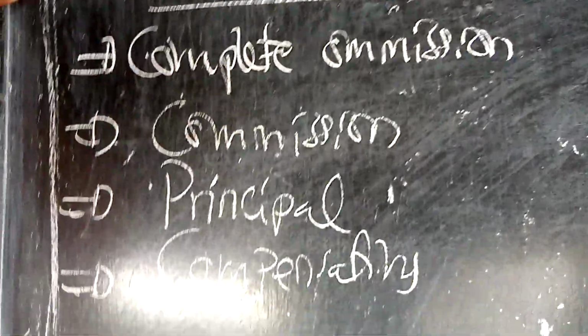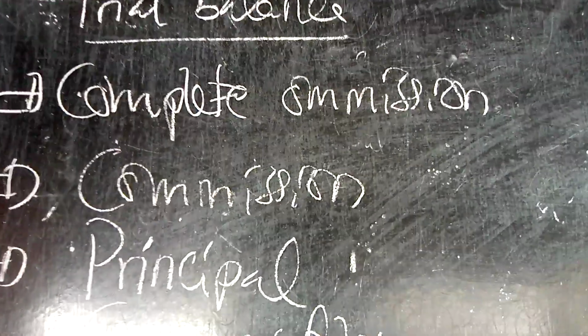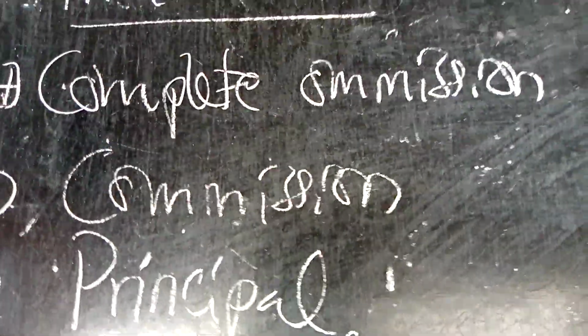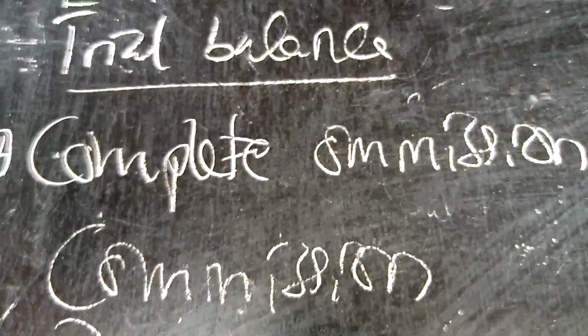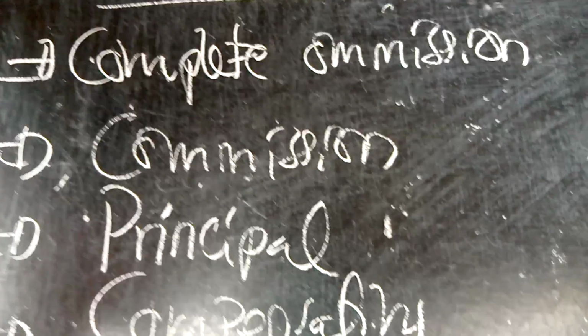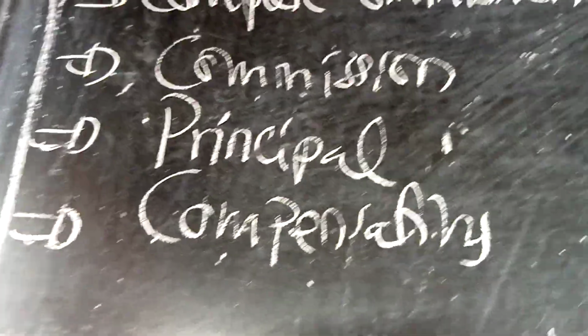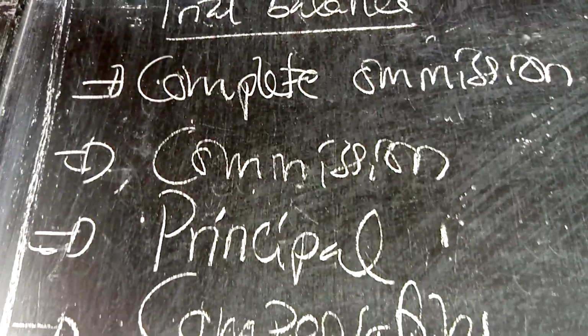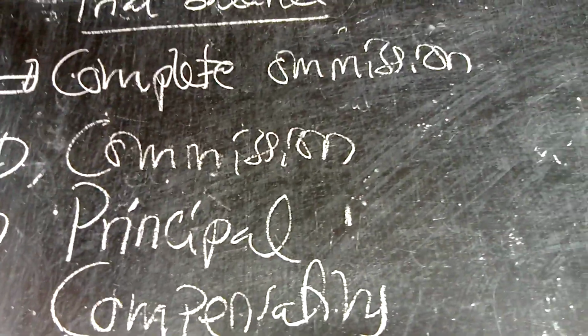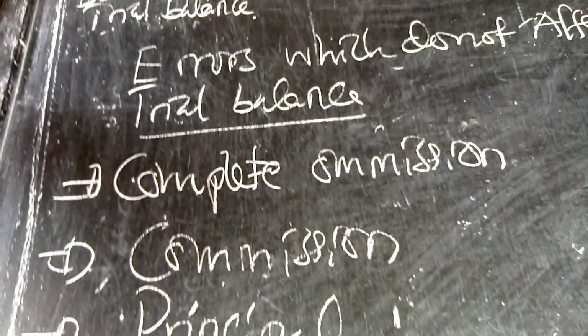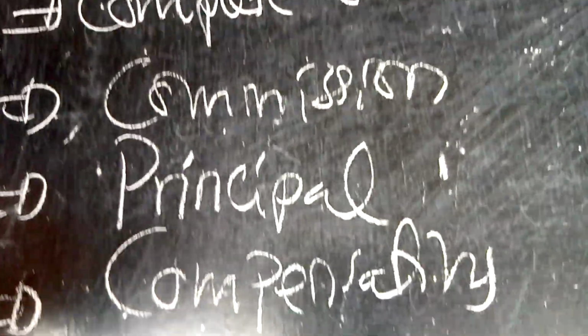Now we have what we call the error of commission. Most of the time it will be the correct type of account, but at the end of the day we record on the incorrect account. Like let's say we have purchased goods from Juma Jumanne, and instead of recording to Juma Jumanne, we have recorded to Juma Juma. So that is the error of commission.